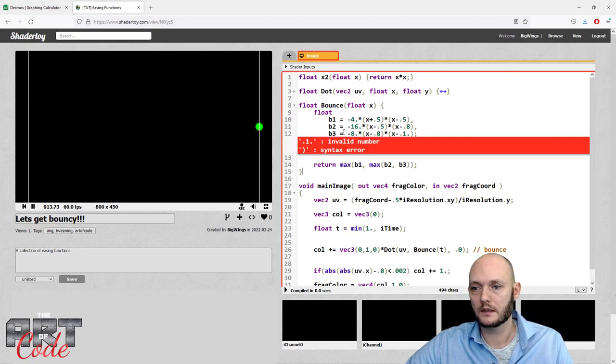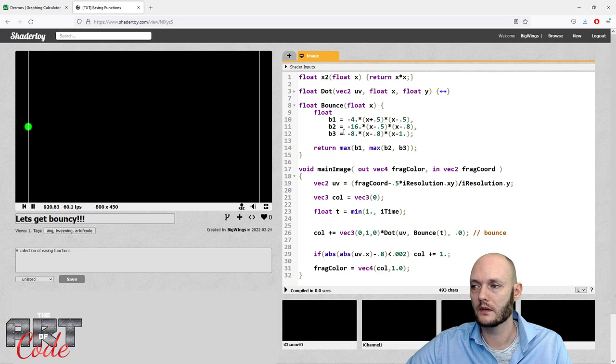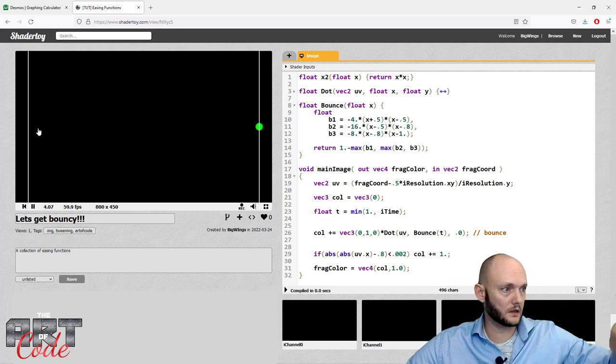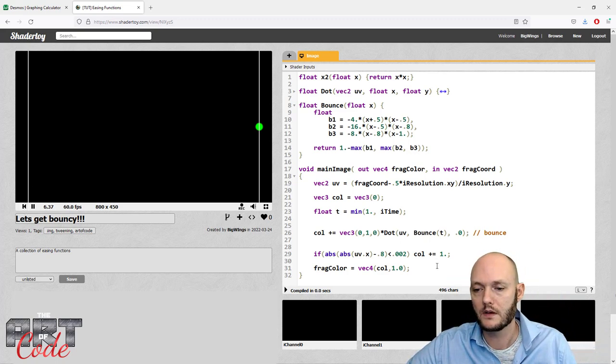All right, so let's see. There's a dot there that shouldn't be there. Okay, so now we have a bounce. Look at that, beautiful. Well, it's bouncing the wrong direction, but that's not too difficult to solve, right? I could just do a 1 minus, and then it's going to bounce the other way. All right, but let's try to visualize this a little bit differently. Let's try to visualize it as an actual ball that is bouncing like that.